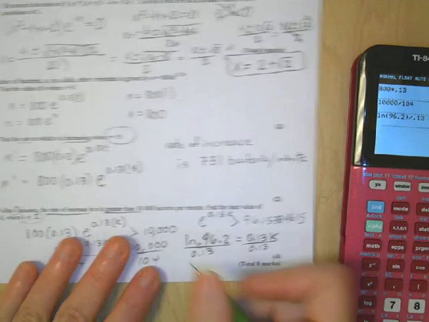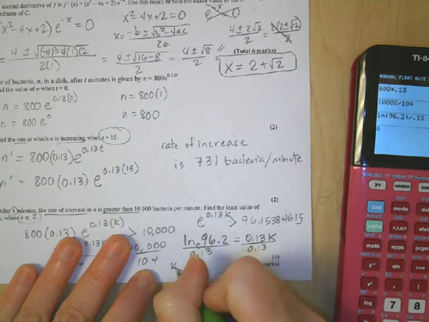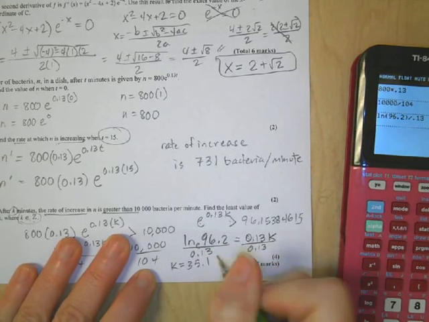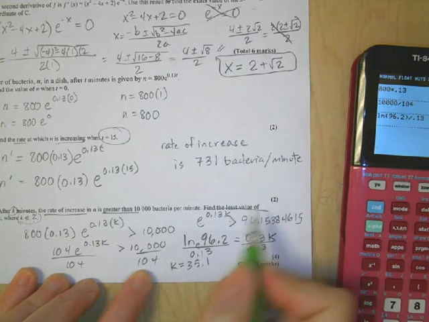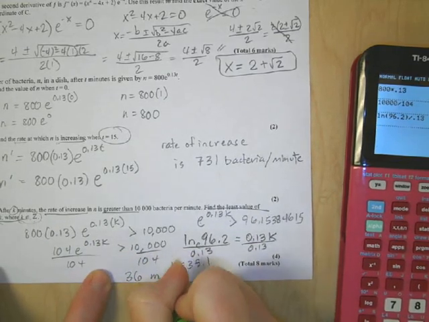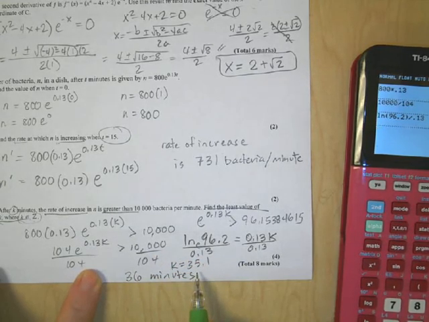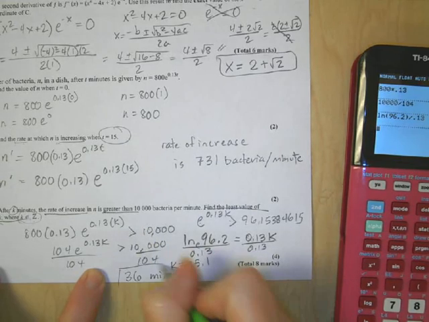So the answer is going to be, we can say this, k equals 35.1. But the answer, find the least value of k, is going to be 36 minutes, because we will not have 10,000 at 35 minutes. We'll be under 10,000 at 35 minutes. So you can't round this down because we have to have at least 10,000. We need to be greater than 10,000 bacteria. So the answer is actually 36 minutes.